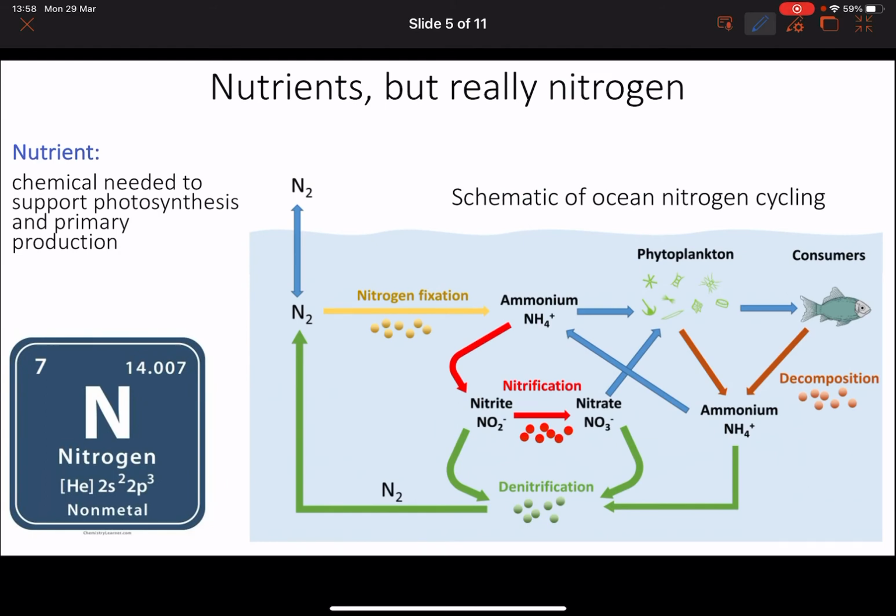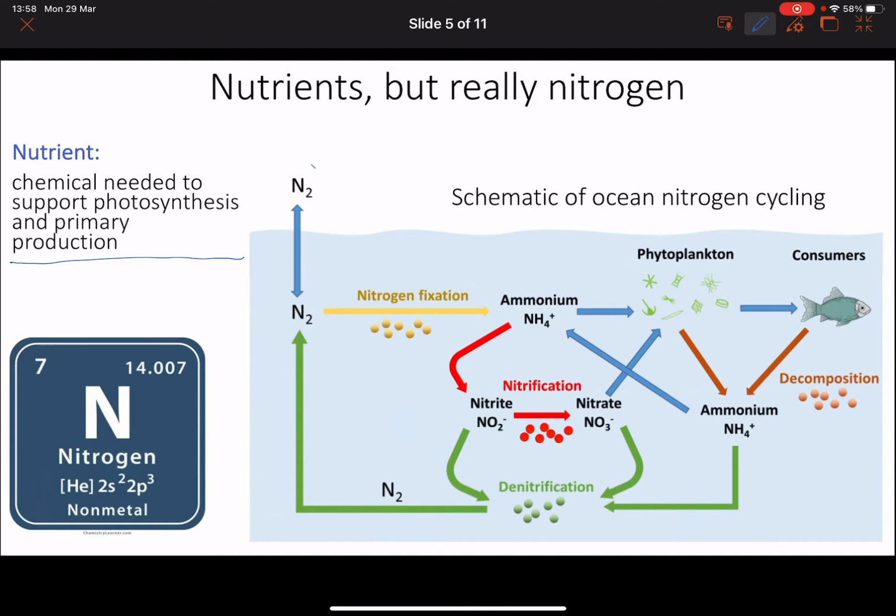And so nutrients generally include the macronutrients of phosphorus and silicate, but really nitrogen is considered to be the ultimate limiting nutrient. So it's worth spending a couple of minutes explaining a bit about nitrogen cycling. A nutrient, by an ocean definition, is a chemical needed to support photosynthesis and primary production. And here you can see a schematic.